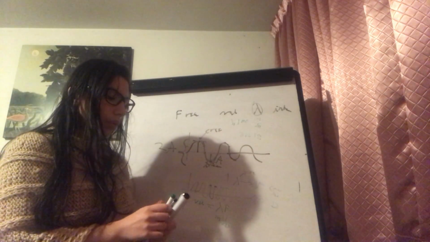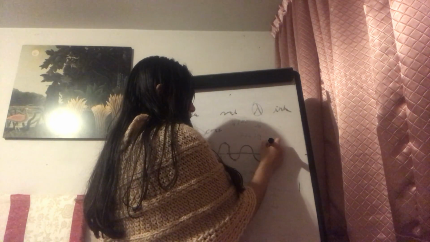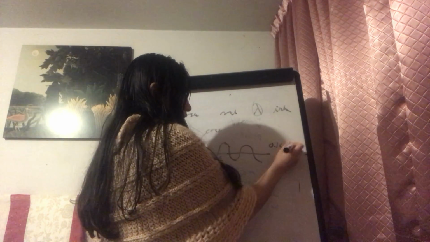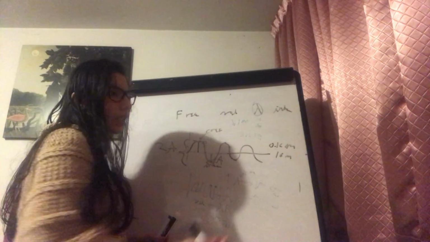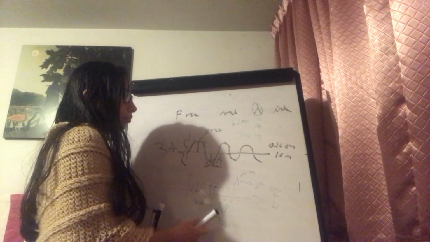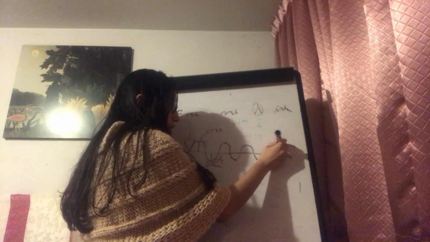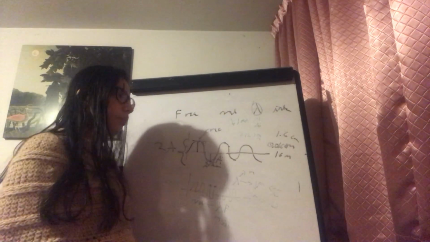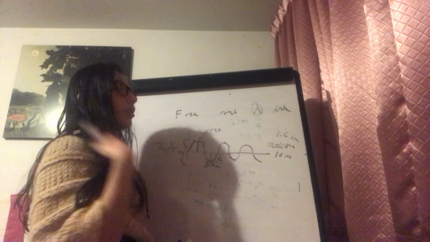For the sounds that we can hear, the wavelength goes from 0.016 meters, so this is like 1.6 centimeters, to 16 meters. This is the range of wavelengths of the sound waves that we hear.